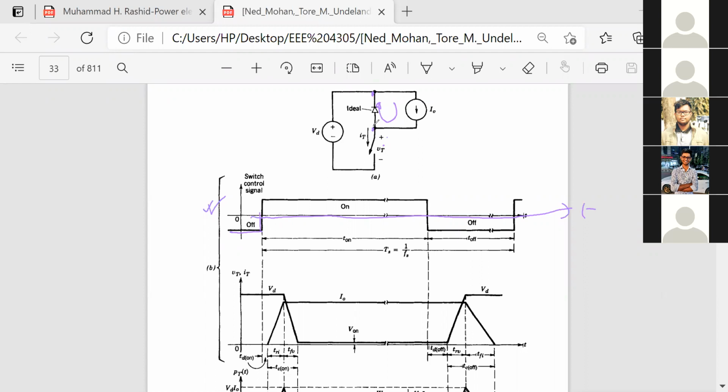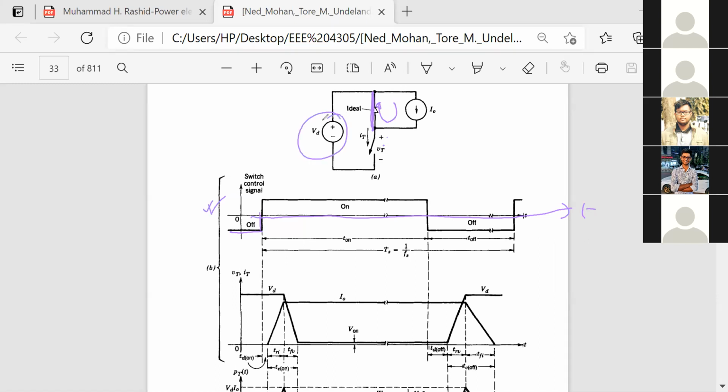If the current is flowing through the ideal diode, then what will be the voltage across the diode? It is short circuit, sir. It will be short circuit, so no voltage drop. Okay, so then you apply Kirchhoff's voltage law. What will be your VT? Is it not VD? Yes, sir.